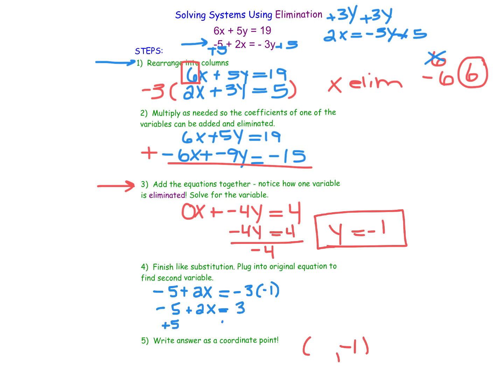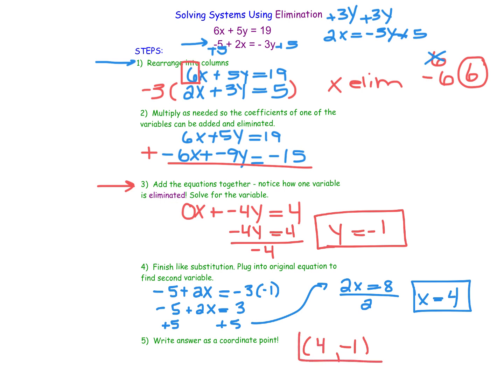I then add the 5 to each side to start getting the x alone. So I have 2x is equal to 8. Divide both sides by 2, and x is equal to 4. So what this is telling me is that my two equations from up above will cross at the point where x is 4, y is -1.